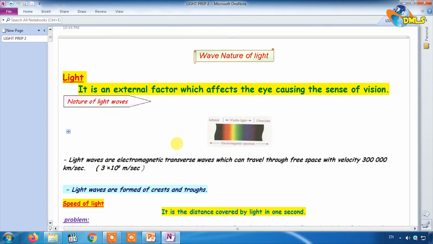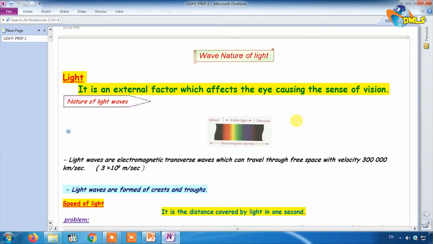Okay, let's continue with the wave nature of light. We are talking about light. What is the meaning of light? This is the first definition in our lesson today. It is an external factor which affects the eye, causing the sense of vision. This is the first definition.